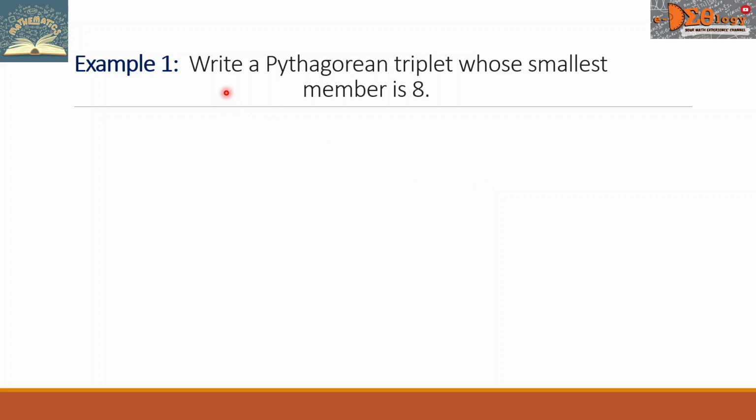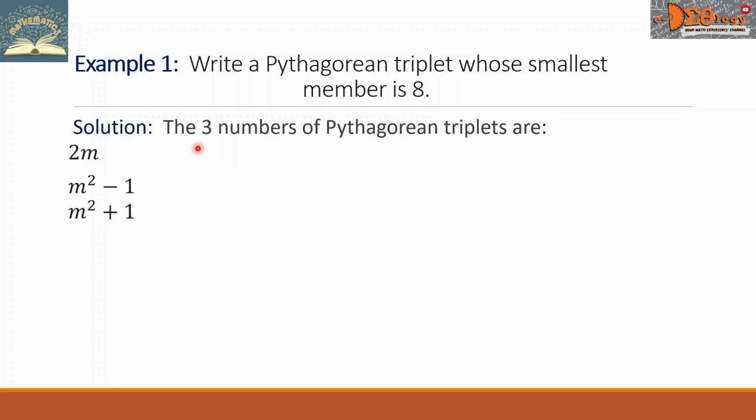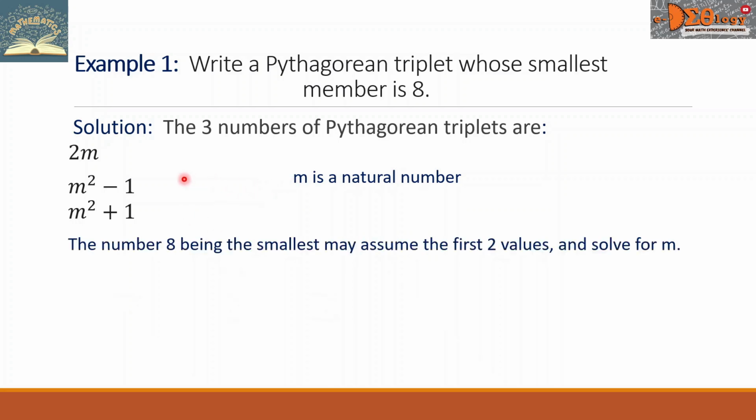Example 1. Write a Pythagorean triplet whose smallest member is 8. The three numbers of Pythagorean triplets are 2m, m square minus 1, and m square plus 1, where m is a natural number. The number 8 here, being the smallest, may assume the first two values, that means 2m or m square minus 1. Then solve for m, hoping that m would come out as a natural number.